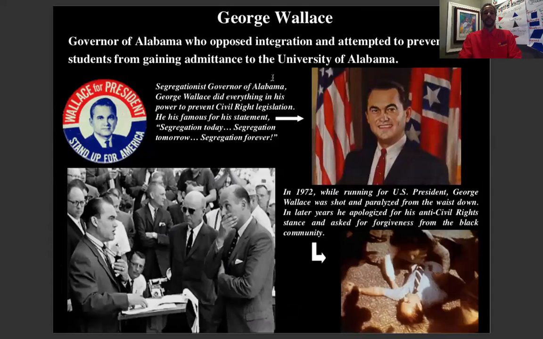Some government officials were complicit in segregation and discrimination. One such was Governor George Wallace of Alabama. He opposed integration and attempted to prevent students from gaining admittance to the University of Alabama. One of his famous statements is "segregation today, segregation tomorrow, segregation forever." In 1972, he ran for president, but was shot and paralyzed. He later apologized for his racist ideologies and asked for forgiveness.